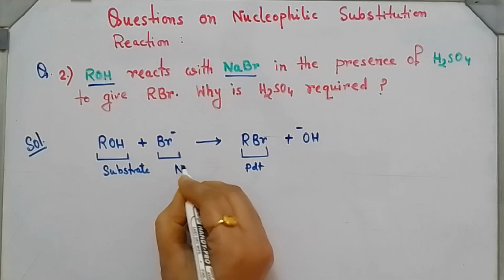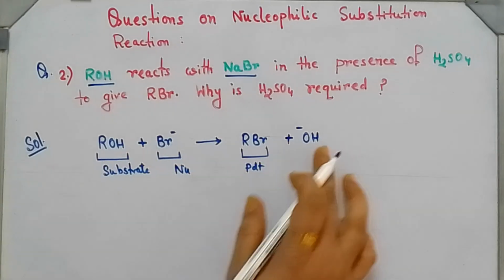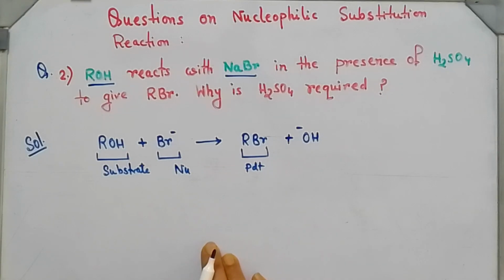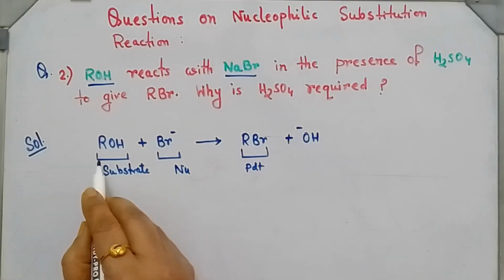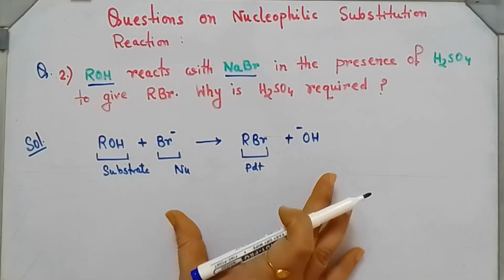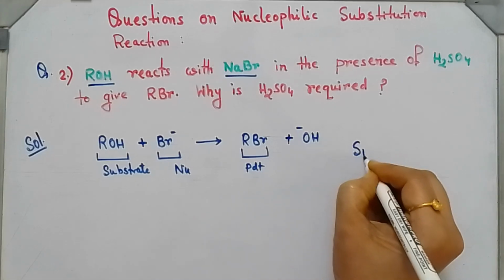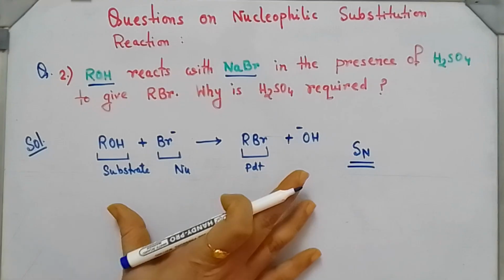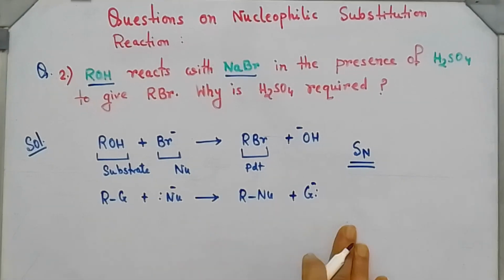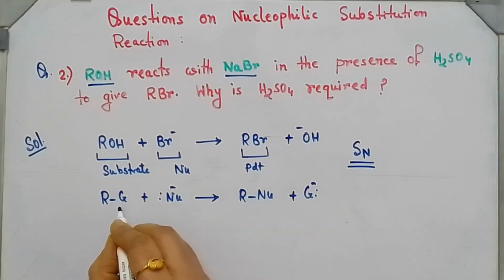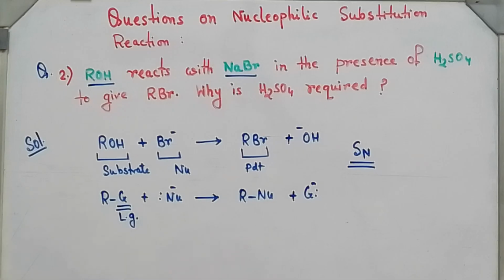This is your attacking nucleophile, and OH minus at the end we are getting. So OH minus is substituted by Br minus. So this is nothing but a nucleophilic substitution reaction. Comparing this reaction with the general nucleophilic substitution reaction, we can see here with the alkyl group the leaving nucleophile is attached.